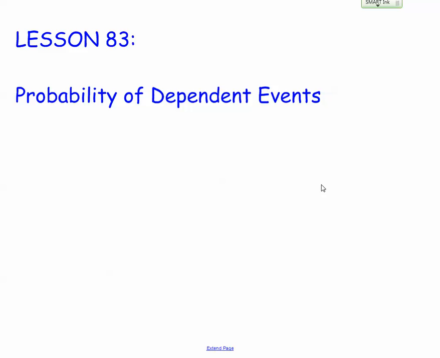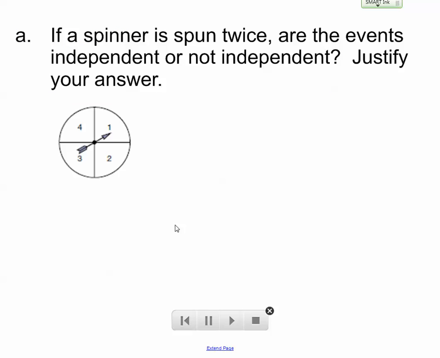Getting a little bit more into probability tonight. So, probability of dependent events. And I think example 1 does a good job of explaining what a dependent event is. If a spinner is spun twice, are the events independent or not independent?